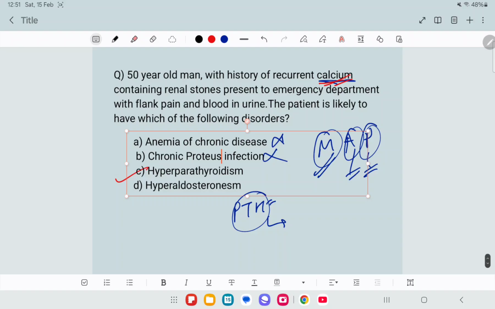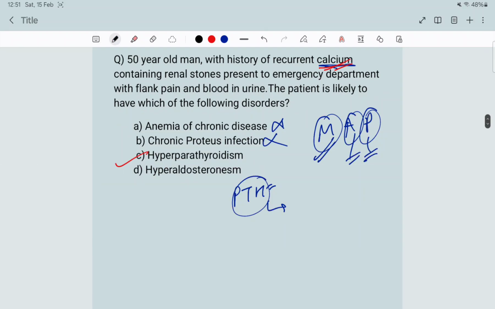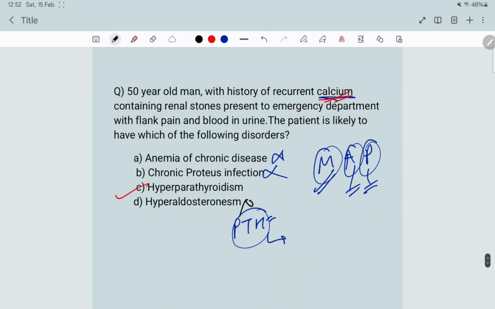What is the fourth option? Hyperaldosteronism. Aldosterone has nothing to do with calcium stones or anything of that. So this option you can easily rule out. So yes, the answer becomes C.